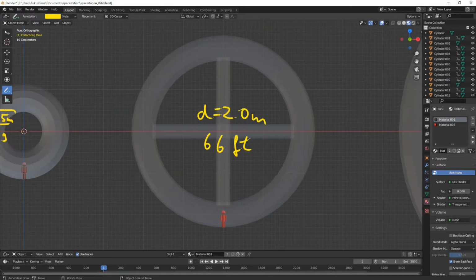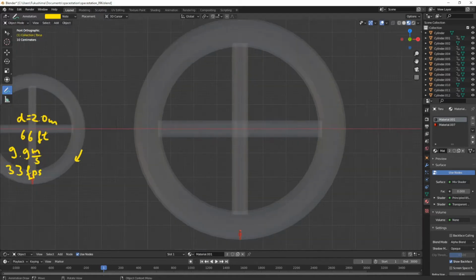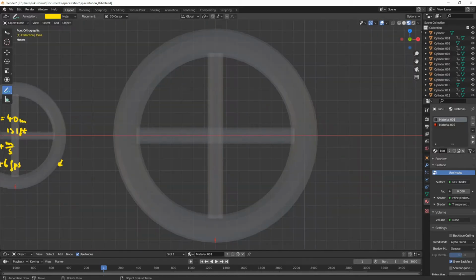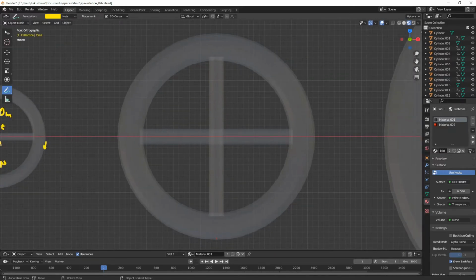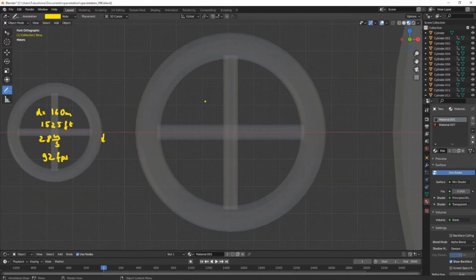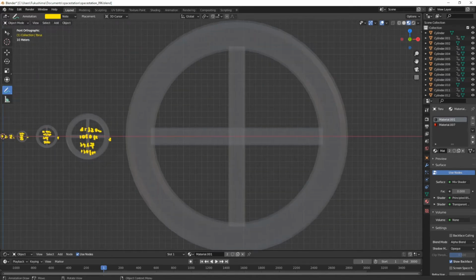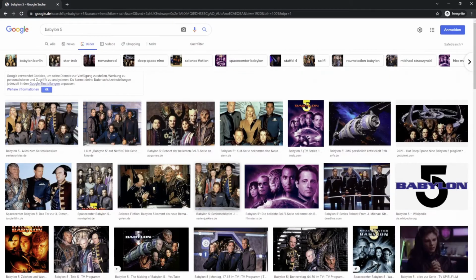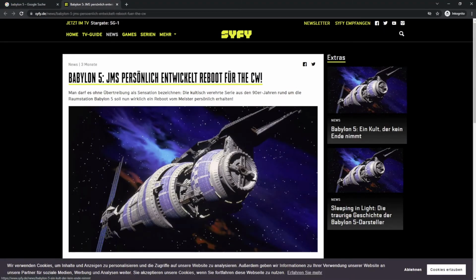In a 20 meter space station we need 9.9 meters per second for 1g on the outer wall, and you see 40 meters it's 14 meters per second, 80 meters it's 19.8 meters per second, 160 meters it's 28, 320 meters it's roughly 40, all up to 88.8 meters per second at 1609 meters, which is 1 mile. I chose a mile as biggest diameter because that happened to be the diameter of the fictional space station Babylon 5, and yes, I have watched this show.